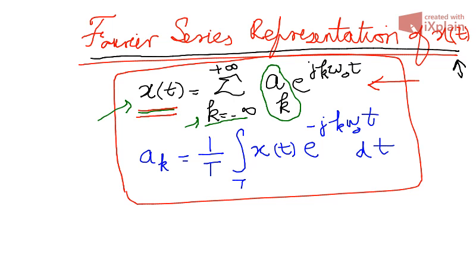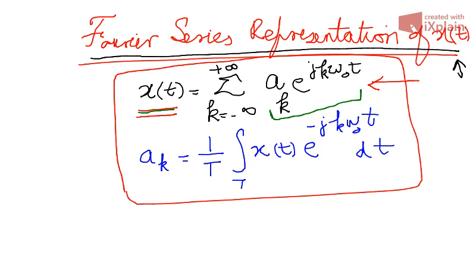For the time being, you can see that x of t is represented as the sum of infinite terms, and these terms are the complex exponentials, right? And each complex exponential is scaled by a sub k. So basically the equation has infinite terms, and these infinite terms are the terms which are added.